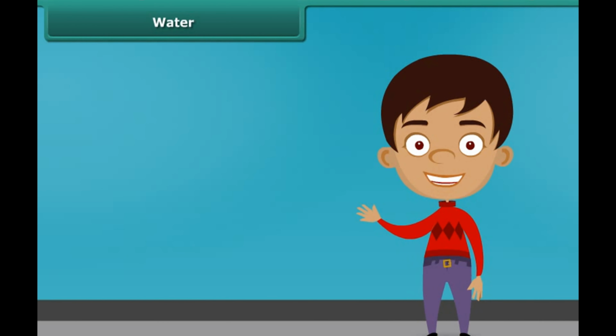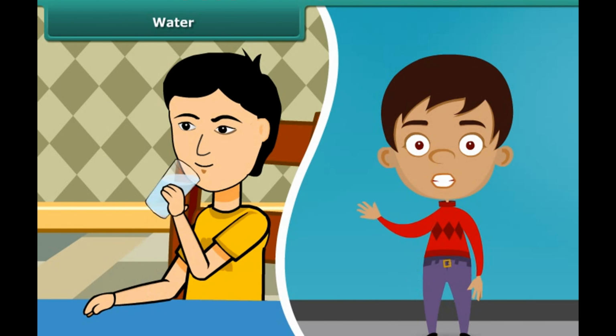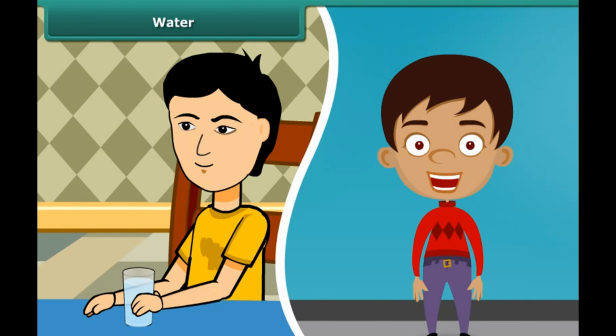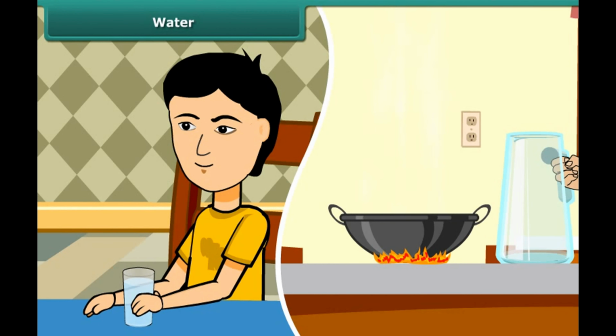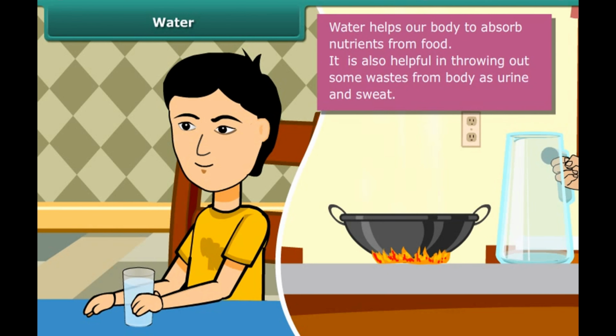Now let us know about water, which is also an important constituent of our food. Our body gets most of the water in the form of liquid. In addition, we also add water while cooking the food. Water helps our body to absorb nutrients from the food. It is also helpful in throwing out some wastes from body as urine and sweat.